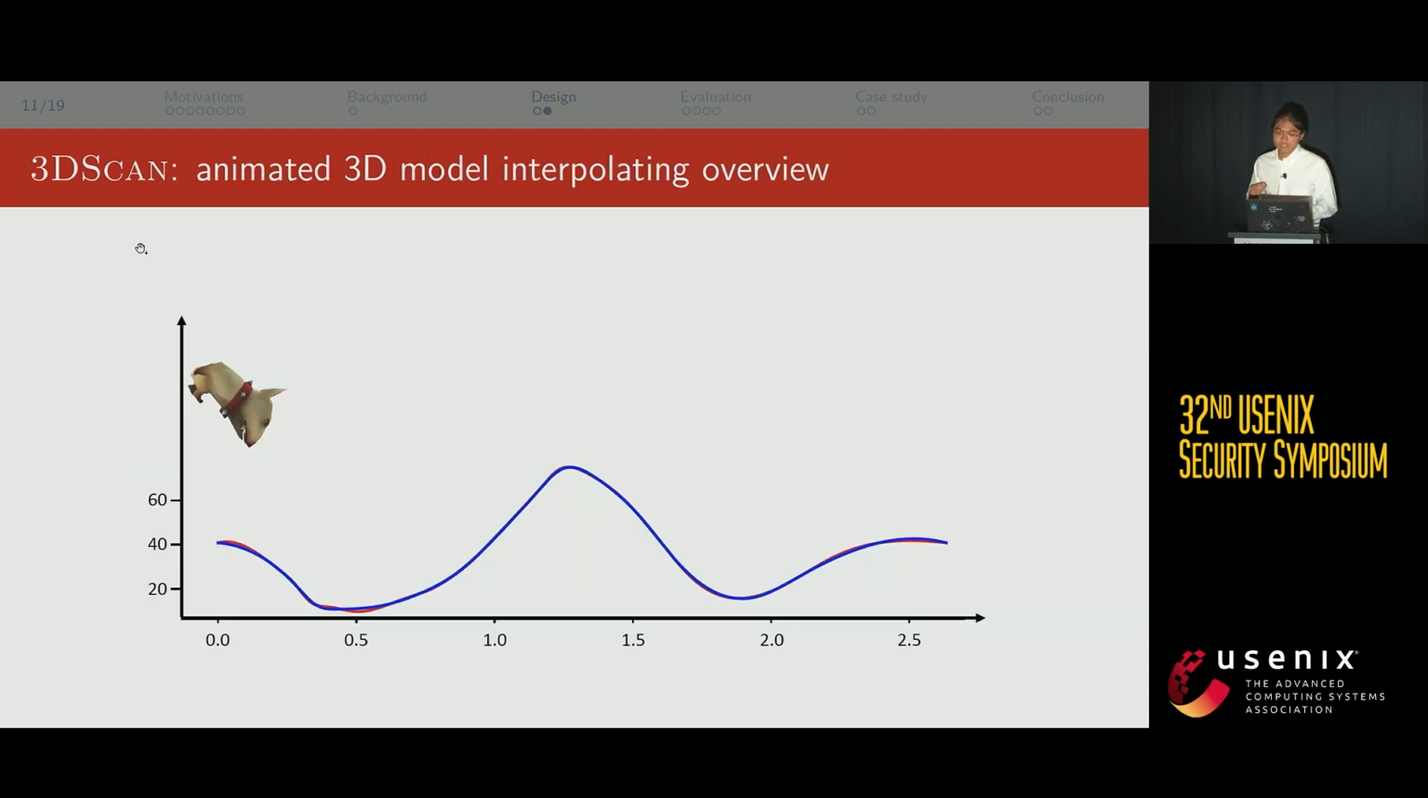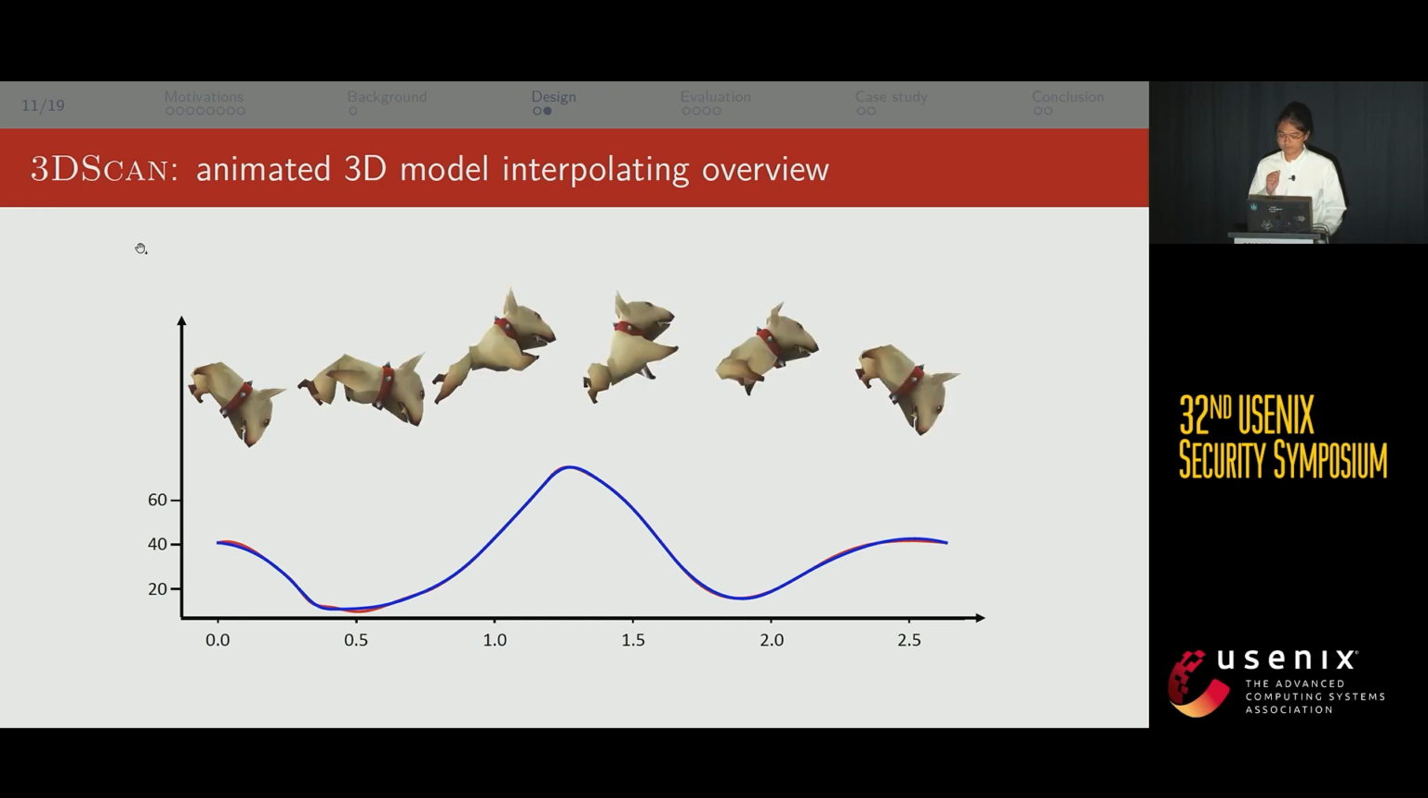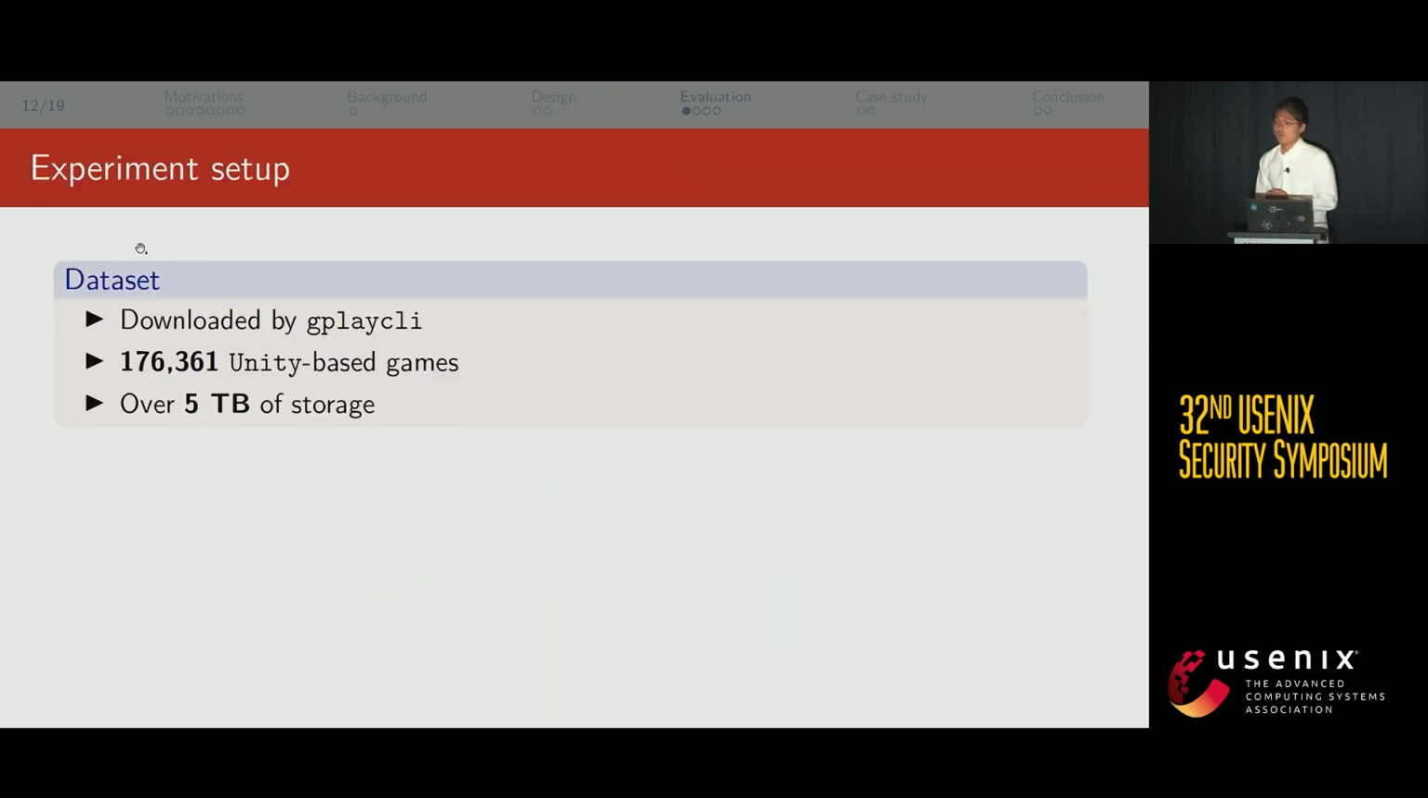And for the animated 3D model interpolation, we just use the values of each dimension to interpolate a function. And by comparing those functions, we can compare the similarity of different models, just like this. And now we can dive into more real data points.